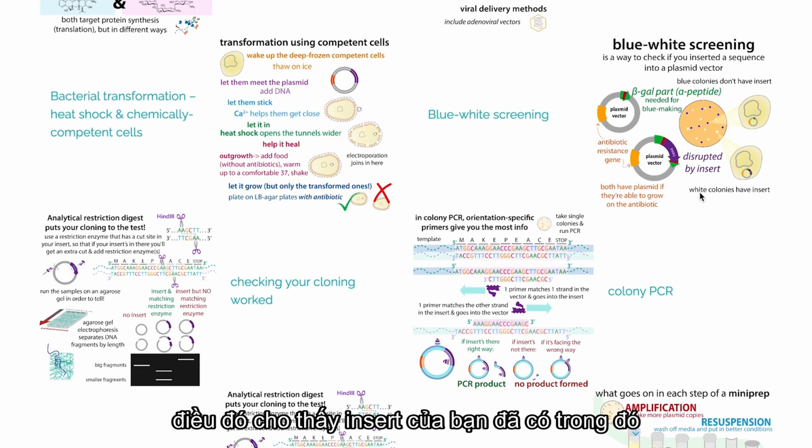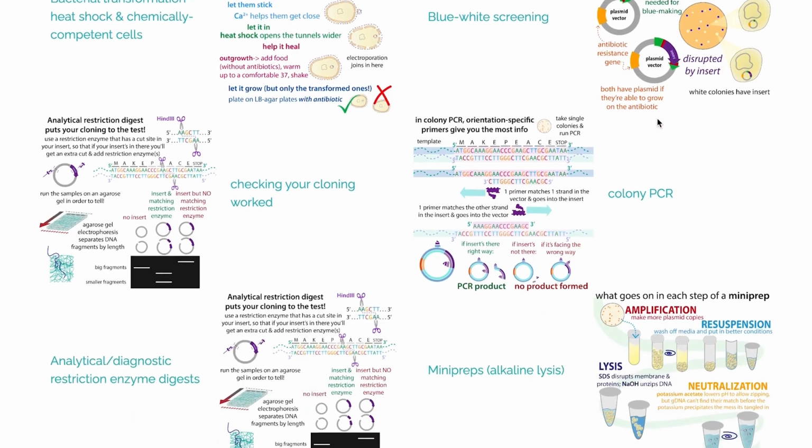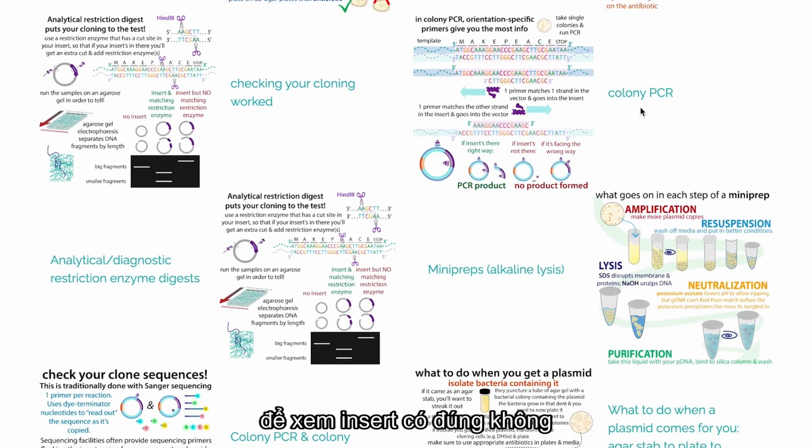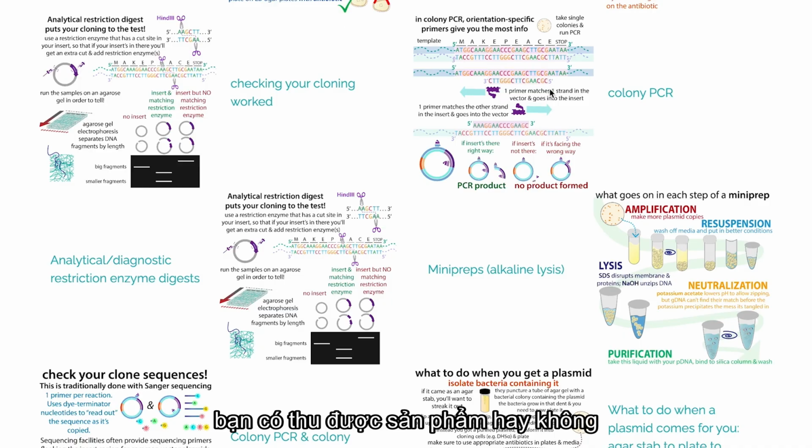So that's going to tell you that your insert was in there, but it still doesn't tell you whether that insert was correct. To see if the insert was correct, there are some quick checks that you can use, like colony PCR. Basically, you're trying to use PCR to figure out whether a sequence was present. And whether or not you get a product, as well as the size of the product, is going to tell you whether the sequence was present.